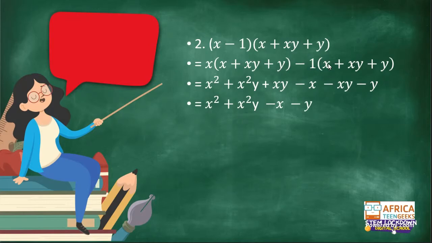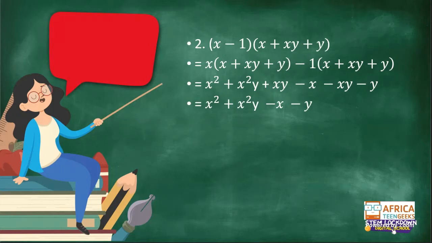So everything here will be multiplied by -1, meaning that -1 times x will give you -x. -1 times xy will give you -xy. -1 times y will give you -y. Now at this point, you can collect the like terms. Can you see that we have the like terms here, xy and xy? That is the only pair of like terms.